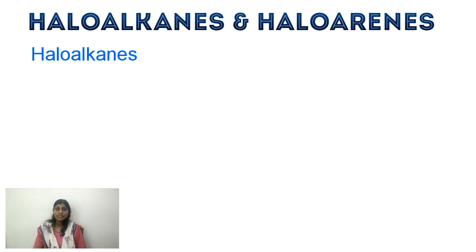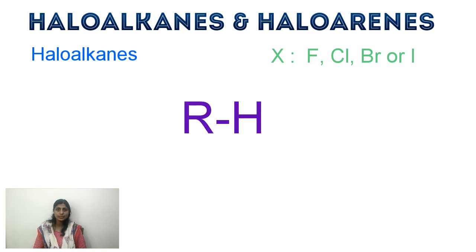The halogen atom may be fluorine, chlorine, bromine or iodine, and it can be represented as X. We are representing a hydrocarbon generally as RH, where R is the alkyl group and it is obtained by removing one hydrogen atom from the respective alkane. If you take methane as an example, that is CH4, its alkyl group is CH3 by removing one hydrogen atom. So that is the methyl group. For ethane, that is CH3CH3, its alkyl group is CH3CH2.